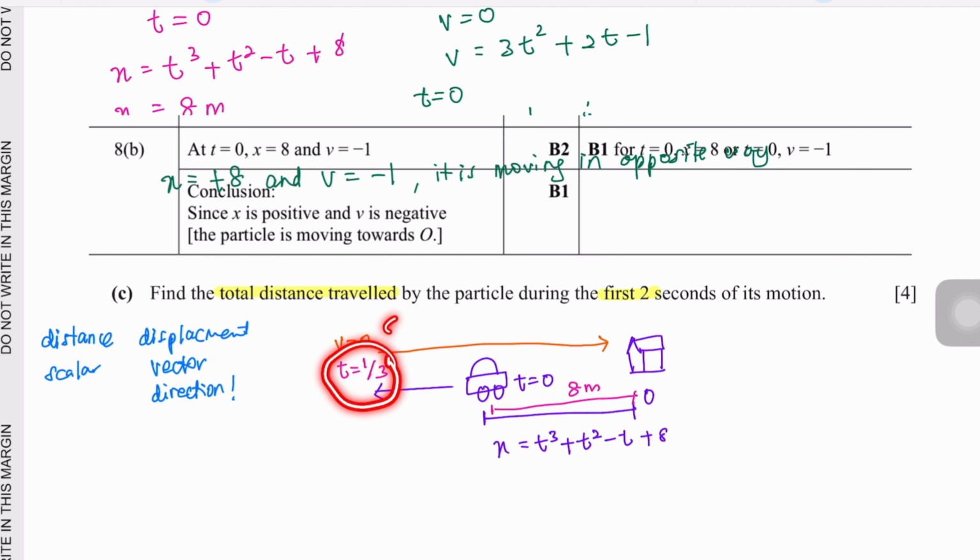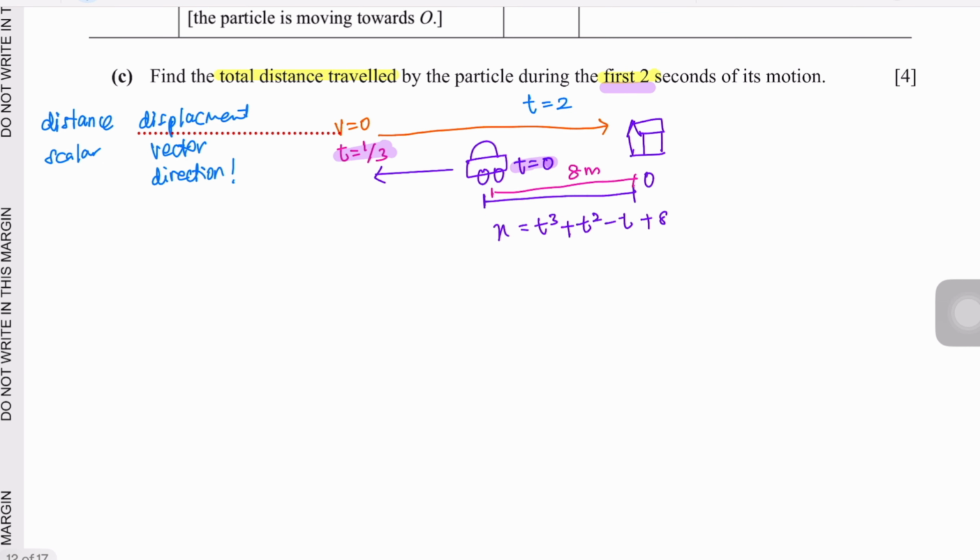The car will change direction. So let's split the journey. This is the start, which is t0, to t1/3. We wanted to find until the first 2 seconds. Let's calculate the position. It's going to start from here, which is t equal to 0.